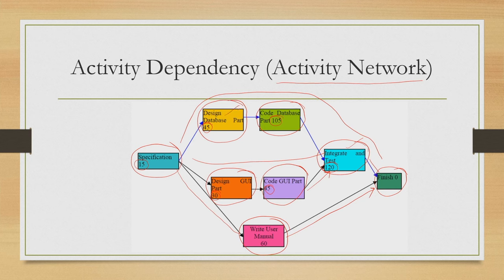like design database, design GUI, write manual, and code database, code GUI. Unless we do these things, we cannot do the integrate and test part. So, this shows the dependencies, what is done after what, or what precedes which activity or task. So, this is a graphical way of representing the dependencies between tasks that have been identified in the earlier stage.